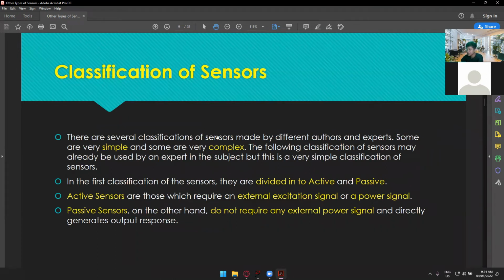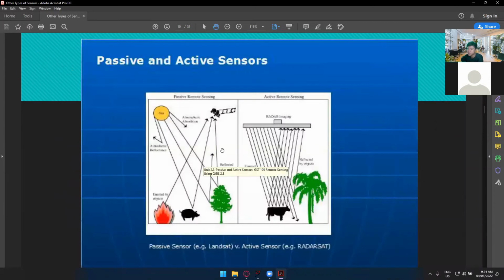Okay, but anyway, let's just divide them into active and passive for now. Active sensors are devices that require an external excitation signal or power signal, while passive sensors, on the other hand, do not require an external power signal and directly generate an output response. One good example of this is light.